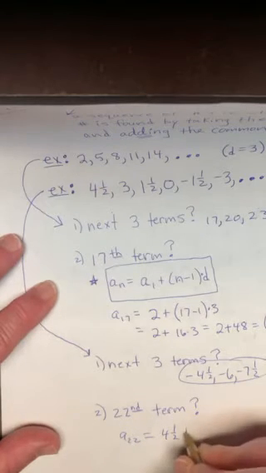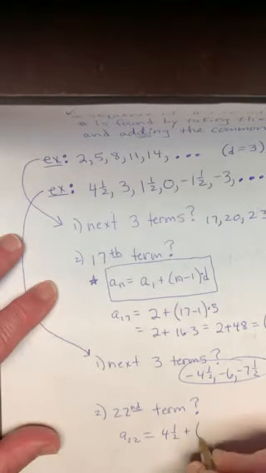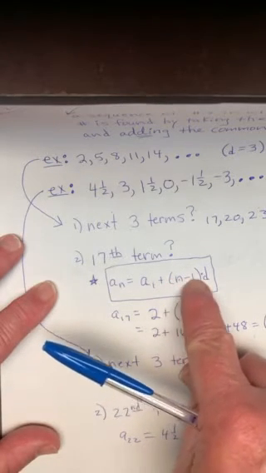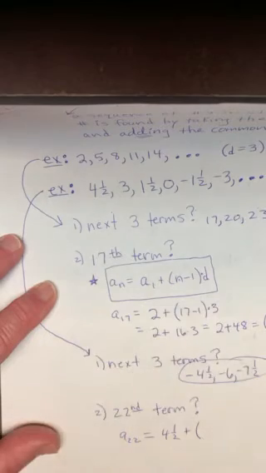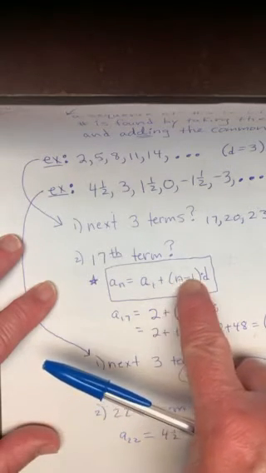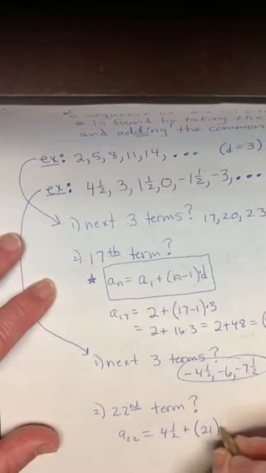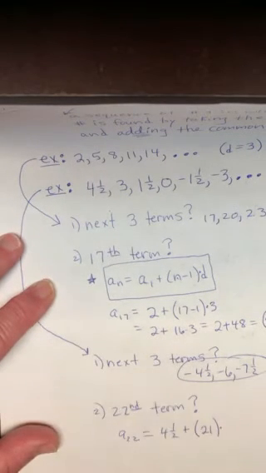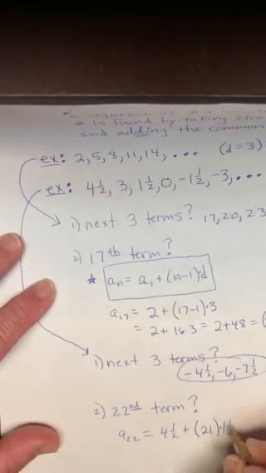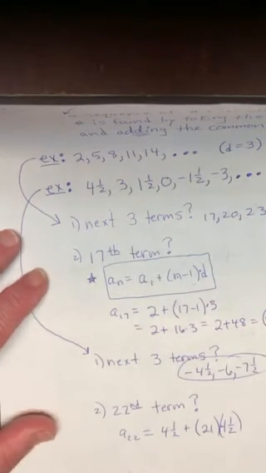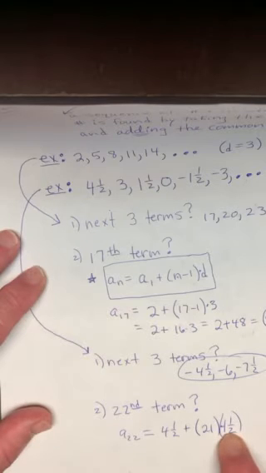4.5 plus parentheses. Now, we don't need to write everything in there. It's pretty obvious that's n minus 1. And we're looking for the 22nd term. Obviously, 22 minus 1 gives me 21, right? Times our common difference of 1.5. I'm sorry, I almost messed up. That's negative 1.5. Agreed? Because remember, we were adding a negative number each time. So my common difference is negative 1.5.